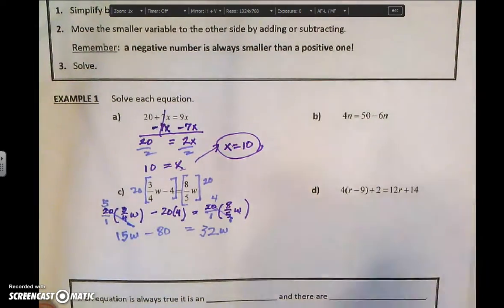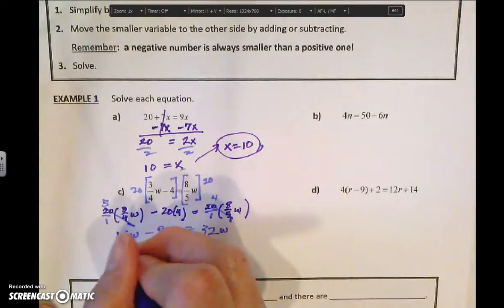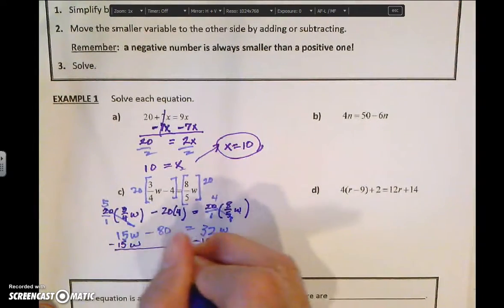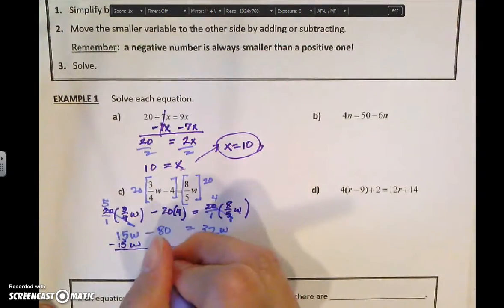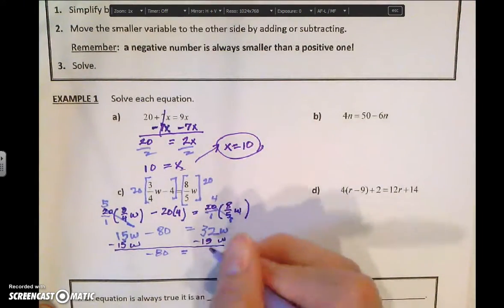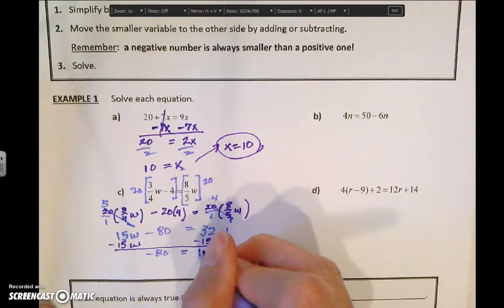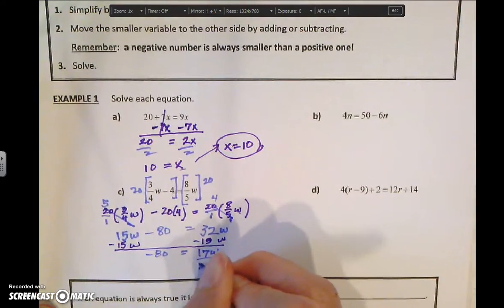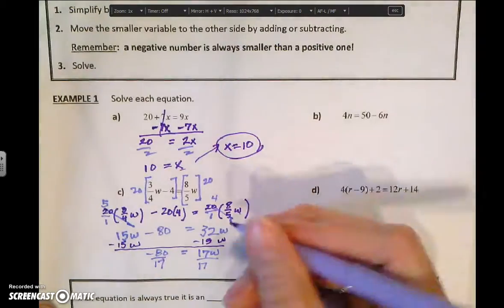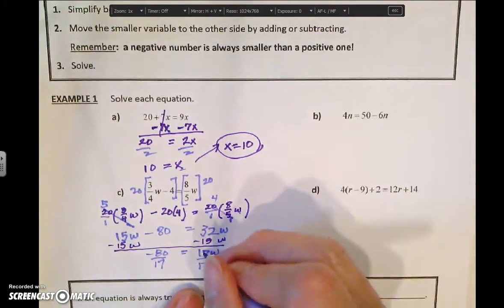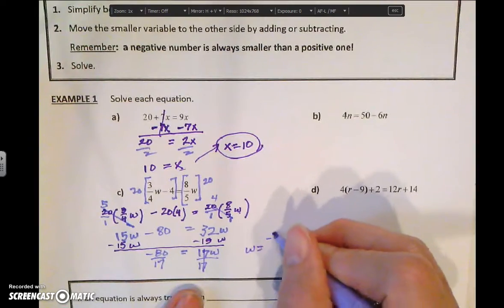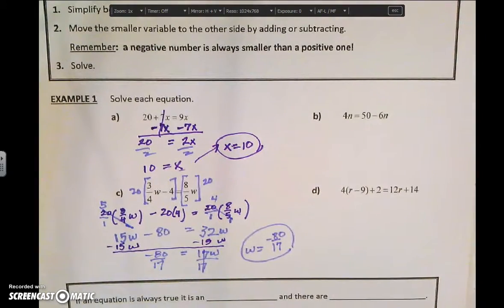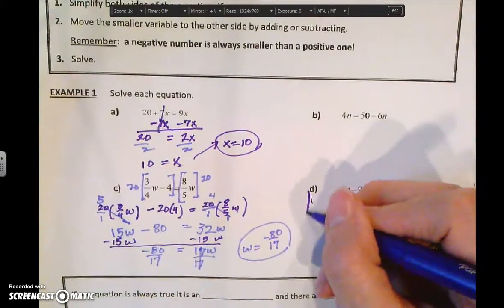Now I'm ready to subtract my smaller of the two. So I'm going to subtract 15w from both sides. And that's going to leave me with negative 80 is equal to 32 minus 15, that's 17w. Then I'm going to divide both sides by 17. And my answer then is going to end up being w is equal to negative 80/17. Not a pretty answer, is it? All right, so now let's go to the next one over here.